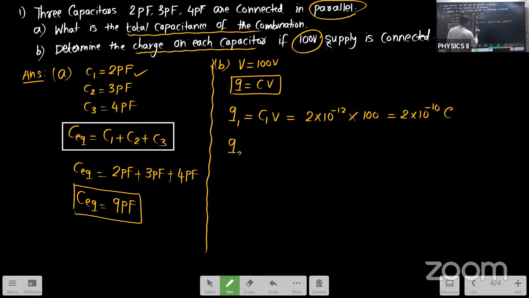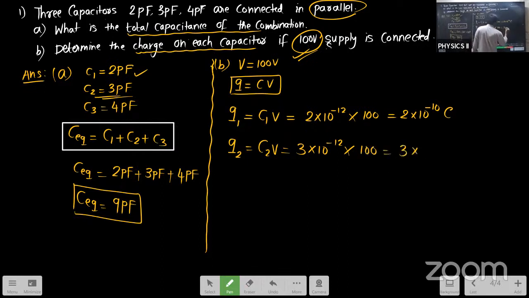Charge through the second capacitor, what will be the formula for charge through the second capacitor? Q2 is equal to C2 into V. What is the capacitance of the C2 capacitor? 3 picofarad. Pico means how much? 10 power minus 12, into how much potential we have applied? 100 volts. So this answer will become 3 into 10 power minus 10 coulomb.